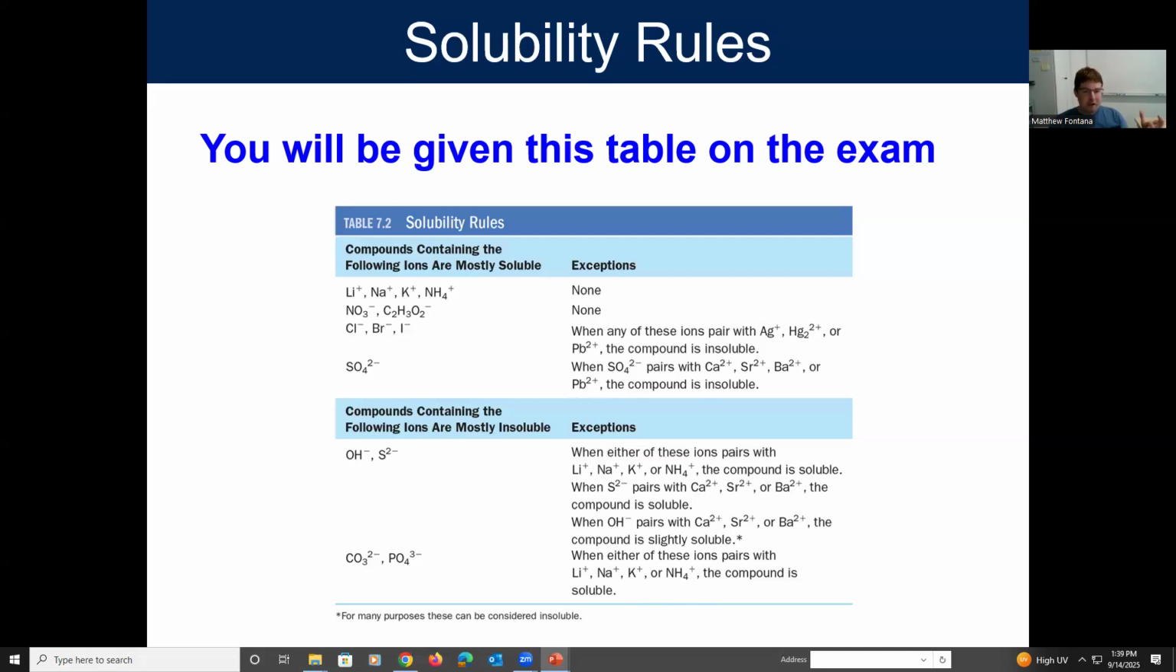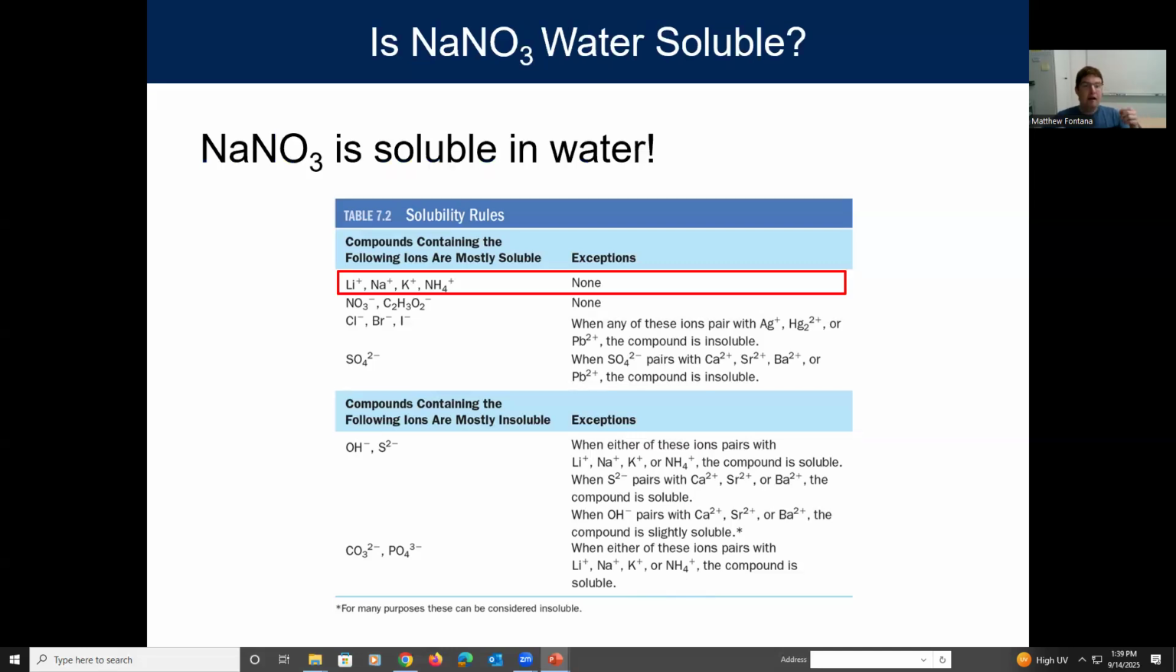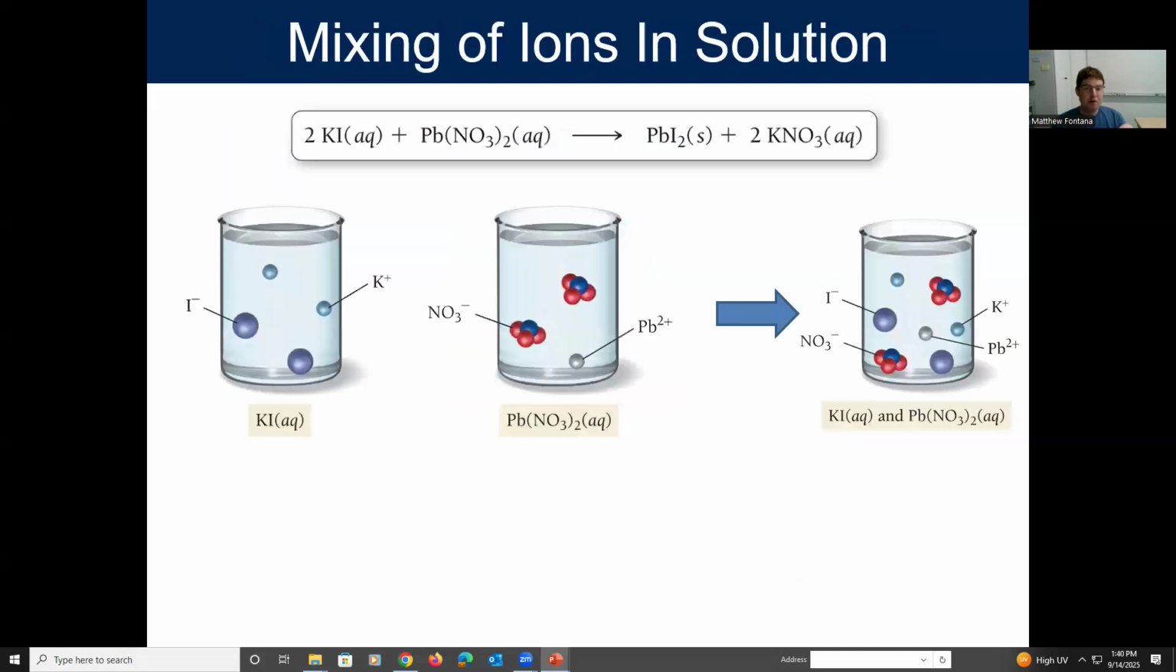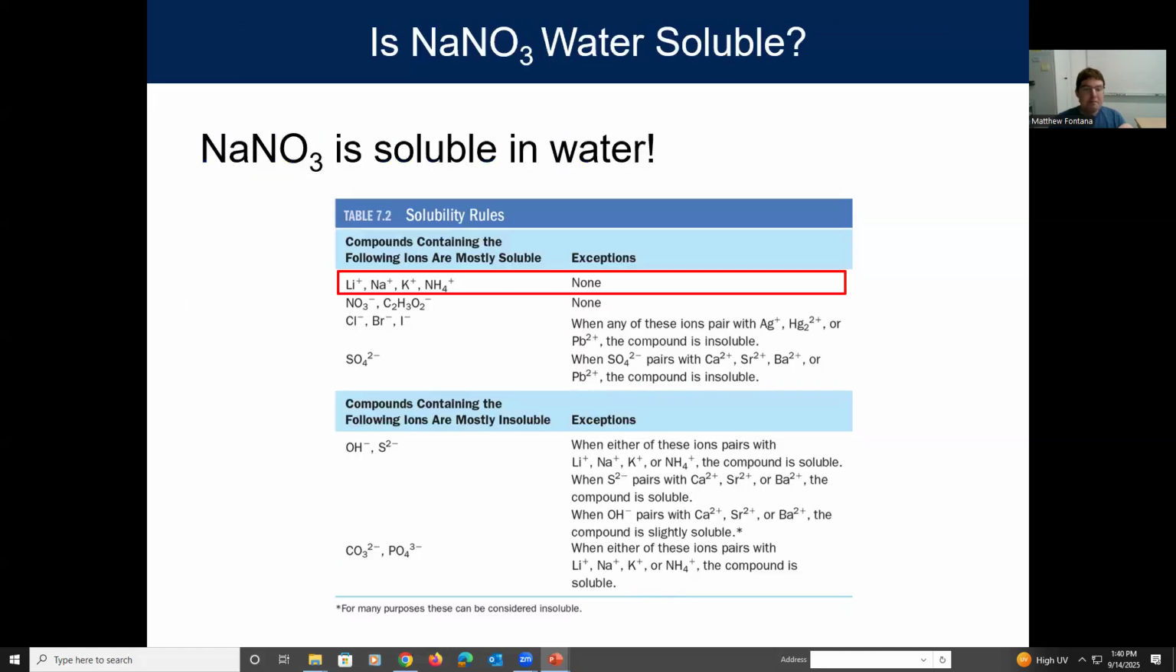The best way to explain it is to show it in an example. For example, we had in our earlier question sodium nitrate. So let's go to our example here. This is just an example to show you. The question is: is sodium nitrate soluble in water?